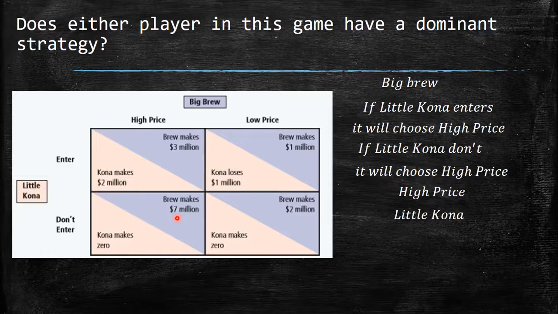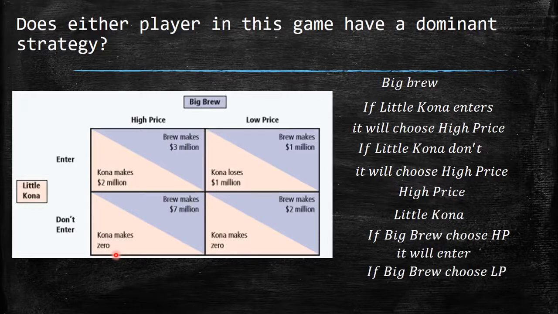Then analyze Little Kona. When Big Brew establishes a high price, what should be better, Kona enter or don't enter? Should be better 2 million or 0? Should be better enter, right? Then when the other one chooses low price, what should be better, 1 or 0? Should be better enter. I'm sorry, let me see here. Yes, sorry, it will not enter because it loses, right? So it's better to make 0 instead of losses. So then you have one enter and the other one not enter.